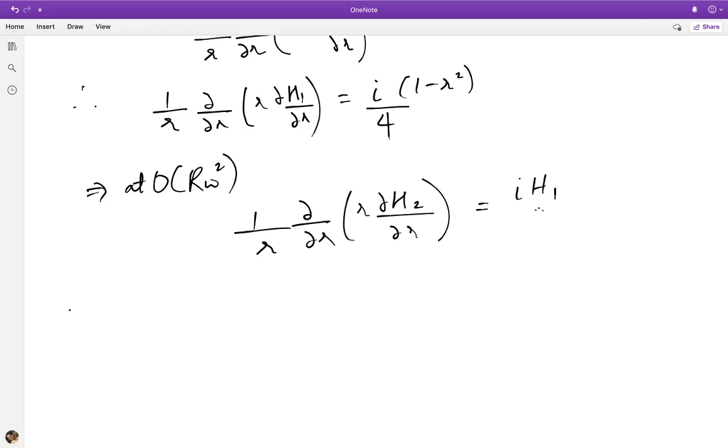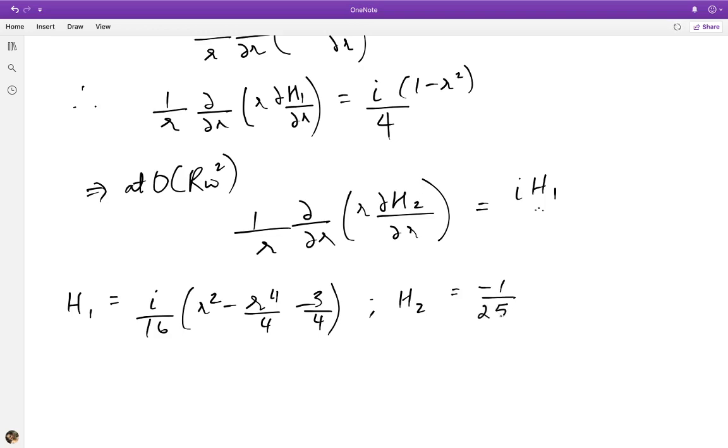So you should be able to show that h1 is just three by 4, and h2 is as follows.